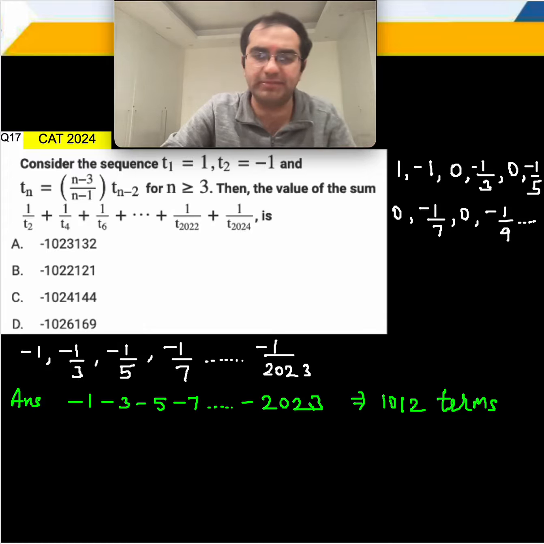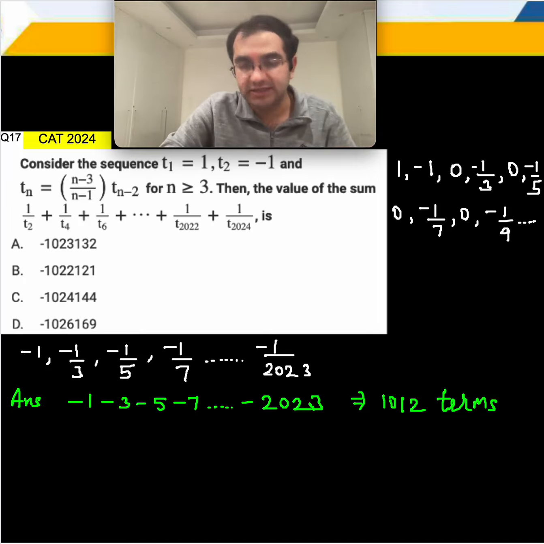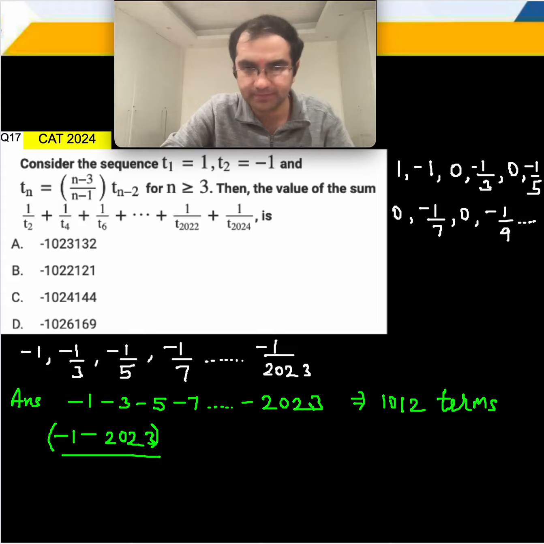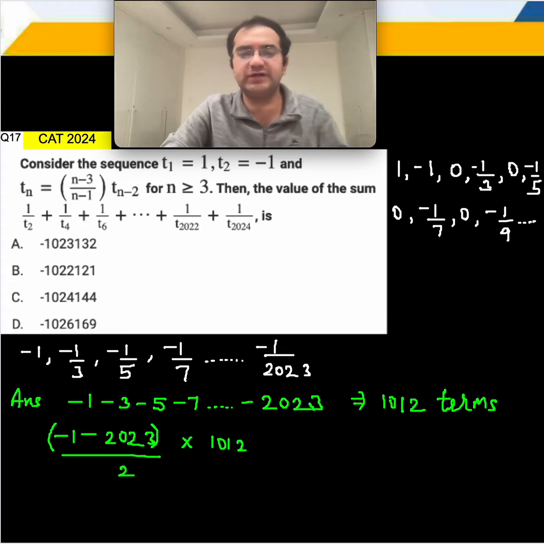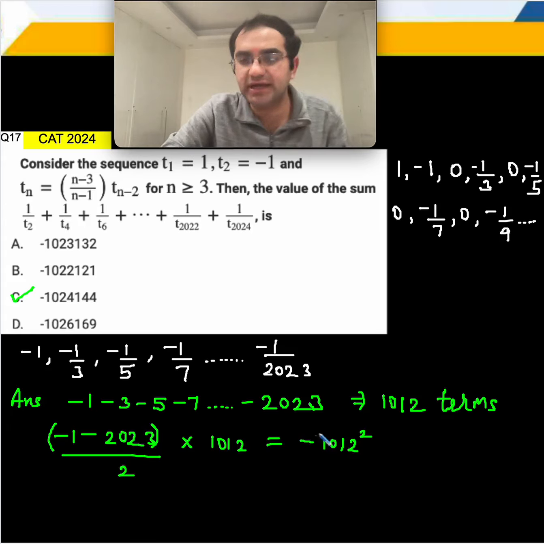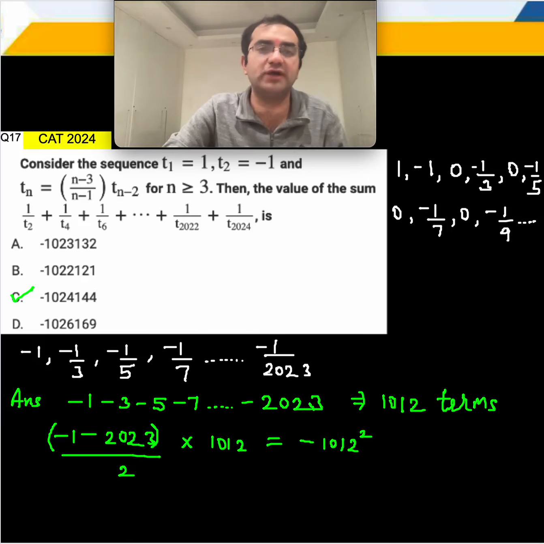It is forming an AP. So the sum will be number of terms into average. Average क्या होगा? First plus last upon 2 into number of terms 1012. So I get minus 1012 square. Then I notice that 1012 square का last digit 4 होगा. So therefore answer is C part for question number 17.